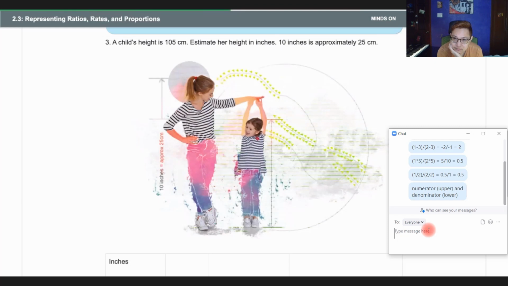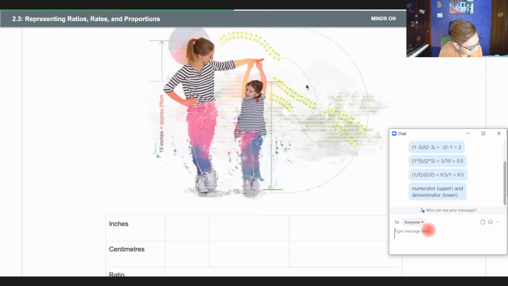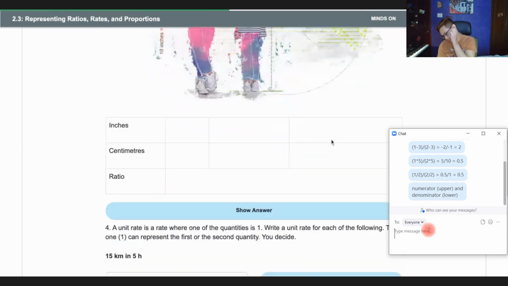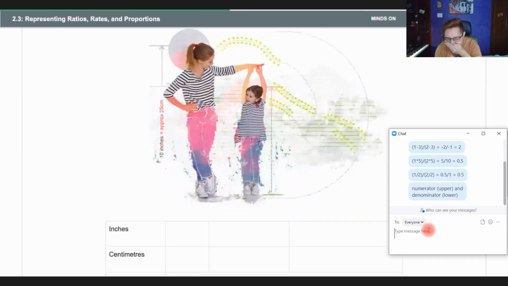Then the answer should be 40-something inches. I would take the 105 centimeters and divide by 5, and then multiply it by 2, which is now equal to 42. Exactly, 42 inches is the answer. So 105 centimeters is equal to 42 inches. Yes.